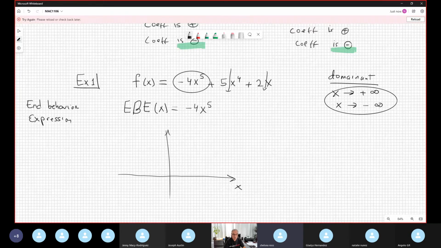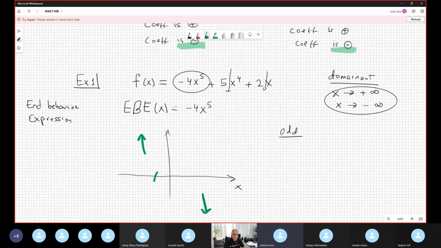Yeah, I know that the function is odd. How do you know it's odd? Because the exponent is 5. Now it's odd, and the coefficient is negative. So now my graph looks like, I don't know, something like that.